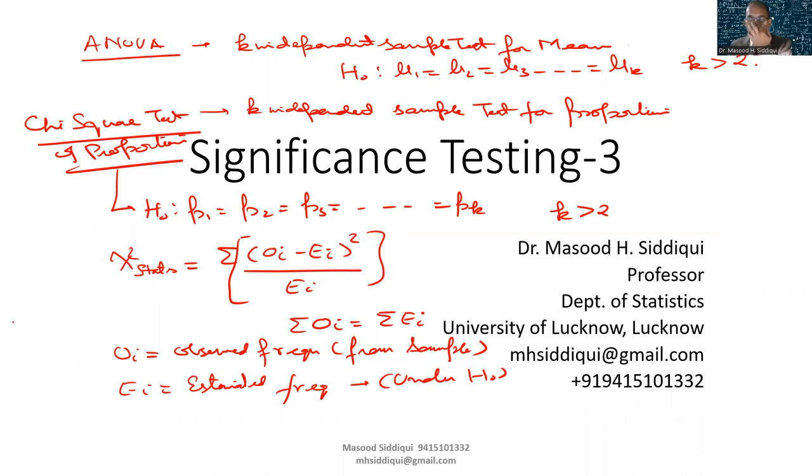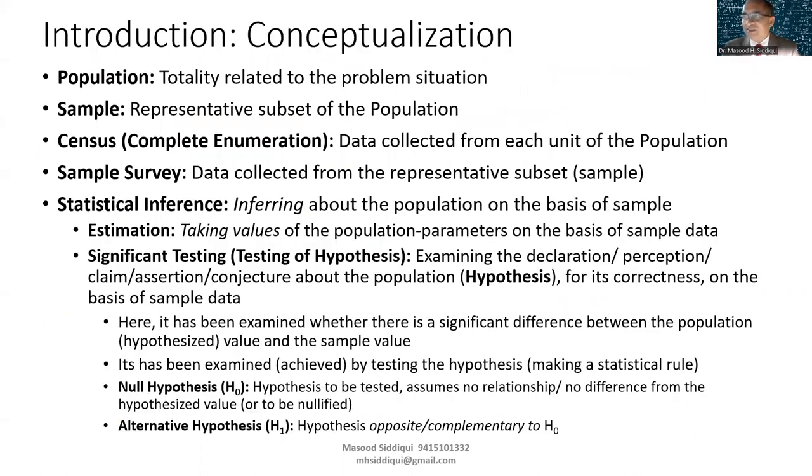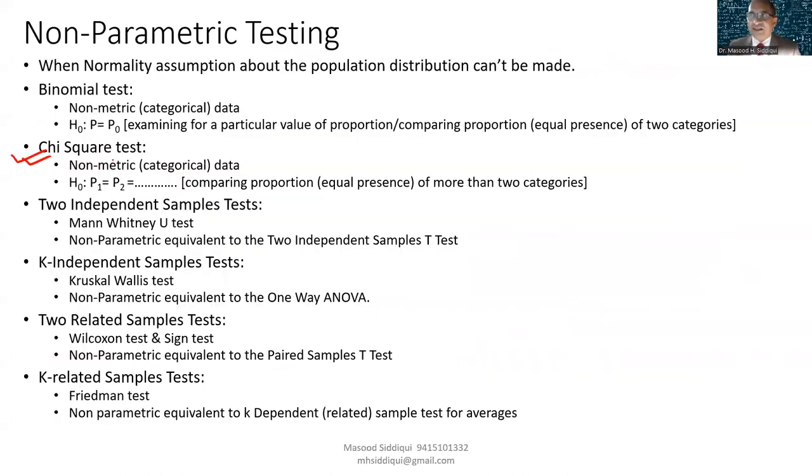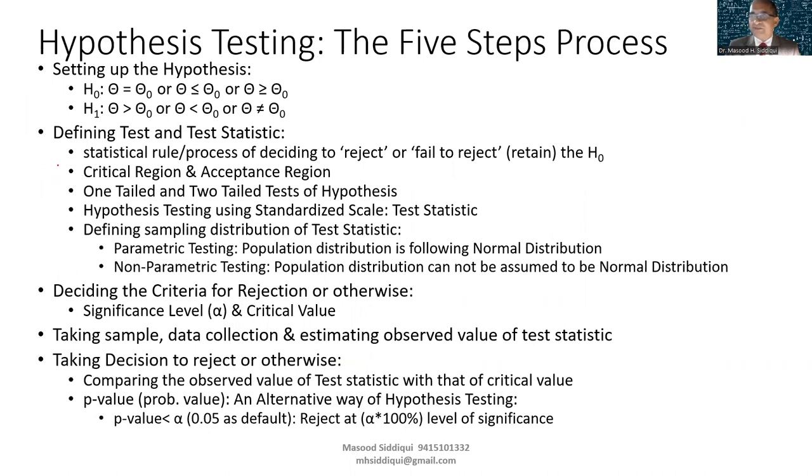It means suppose we have 900 observations. So equal presence means each category would have 300 observations for the three sets, right? So this is the test that we are going to perform here. This is the chi-square test of proportion that we are going to do here.